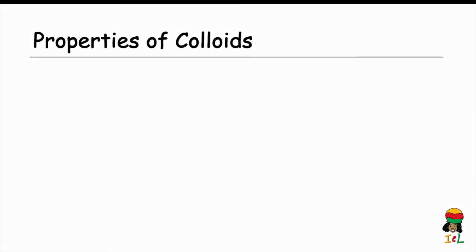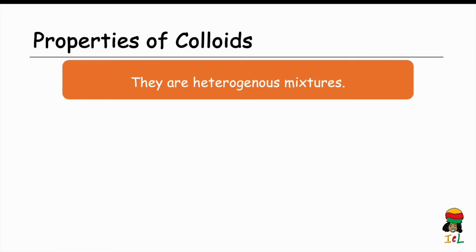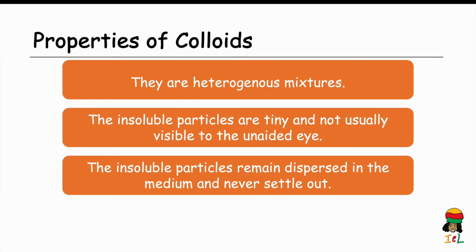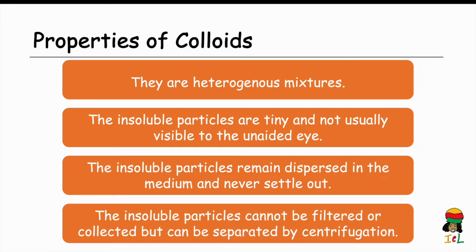We will now investigate the properties of colloids. Colloids are heterogeneous mixtures, which is more noticeable at the microscopic level. Therefore, a magnifying instrument is required to see the insoluble particles of a colloid. However, with the unaided eye, colloids may appear to be homogeneous. The insoluble particles remain dispersed in the medium and never settle out. The insoluble particles cannot be filtered or collected, but can be separated by centrifugation.